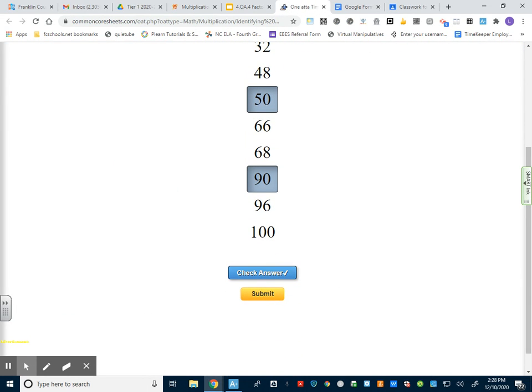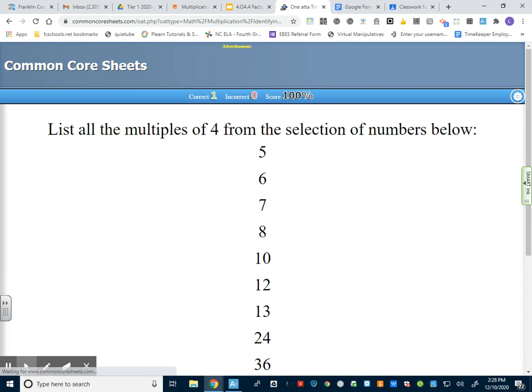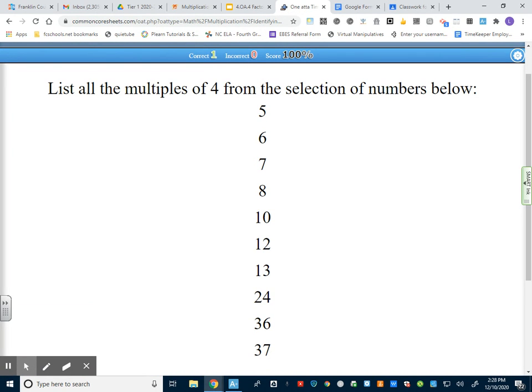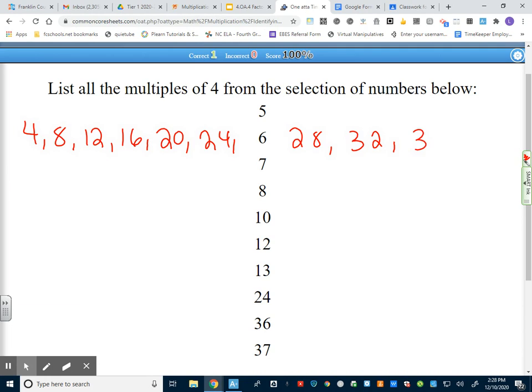So let me come down here. I'm going to check my answer. Oh, I missed one. There was 100 at the bottom. Okay, so now I'll go to the next one. This one says list all the multiples of 4. Okay, well, multiples, again, are skip counting. So if I skip count by 4s, that's 4, 8, 12, 16, 20, 24, 28, 32, 36, 40.